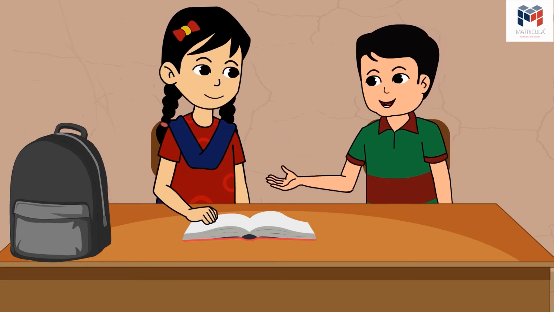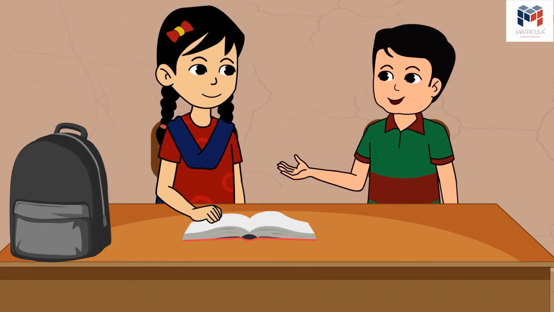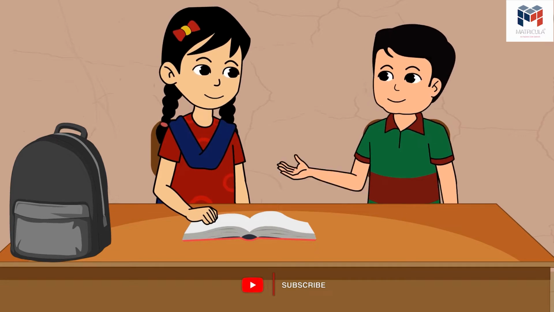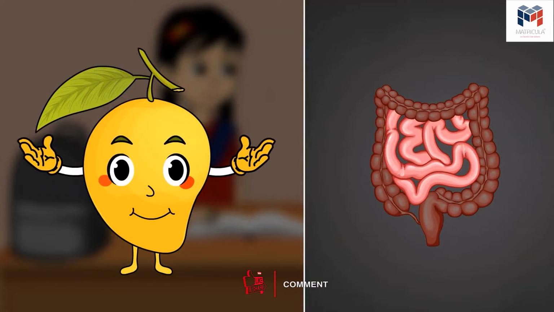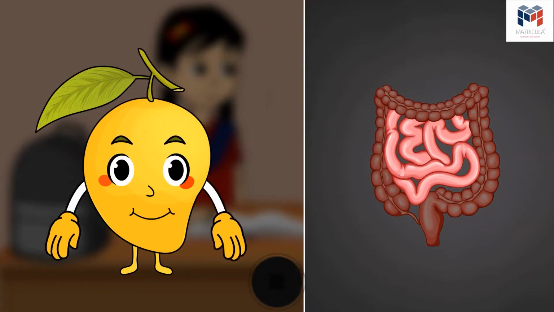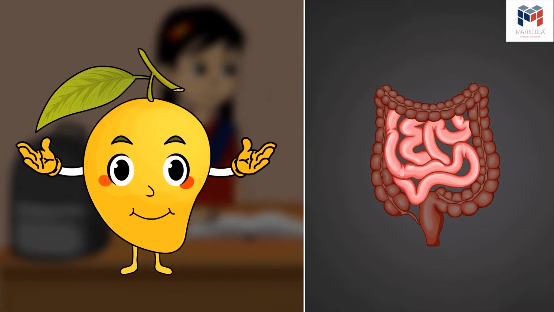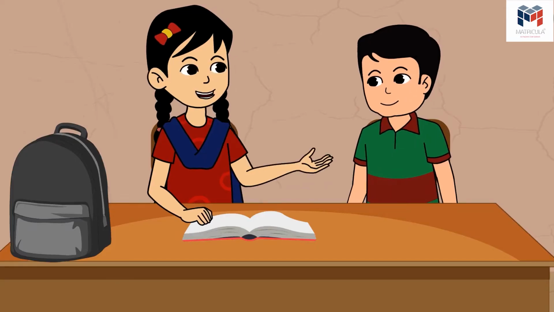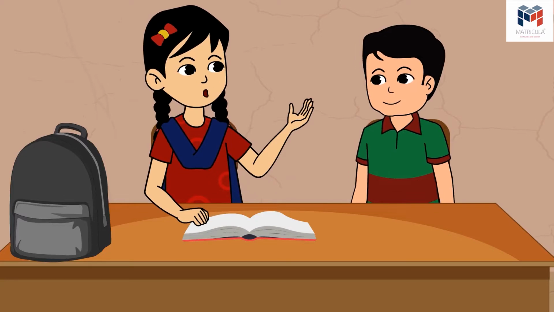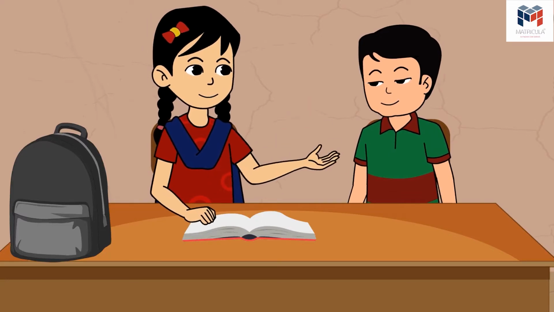Didi, my stomach is so small. How does such a long tube fit inside it? Friends, did you know the length of the small intestine is 7.5 meter? Yes, that is true. It can coil like a rope and hence it fits in easily.